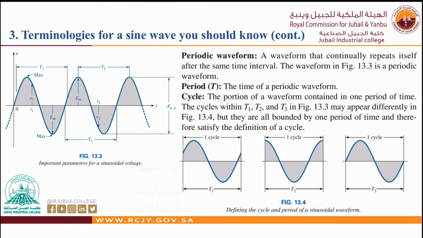Continuing the terminologies for a sine wave, a periodic waveform is a waveform that continually repeats itself after the same time interval. Okay, after the same time interval. The waveform in figure 13.3 is a periodic waveform. So it is from here, guys, and it is repeating itself, and it is repeating itself, and so on.